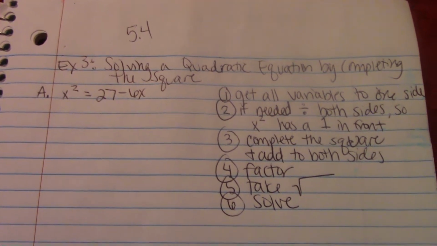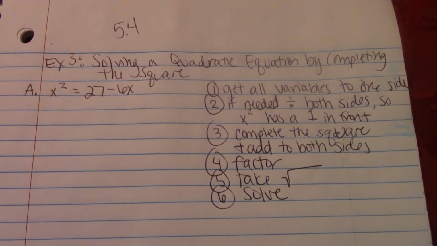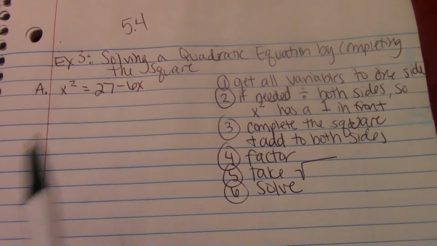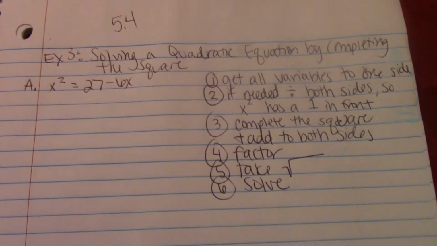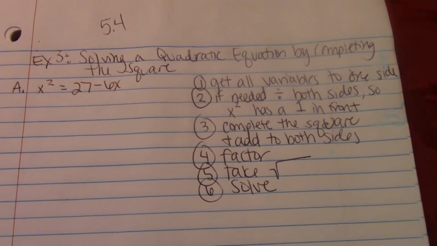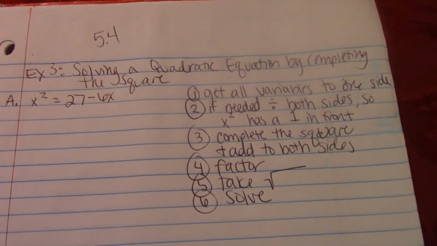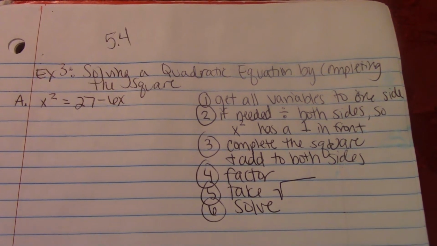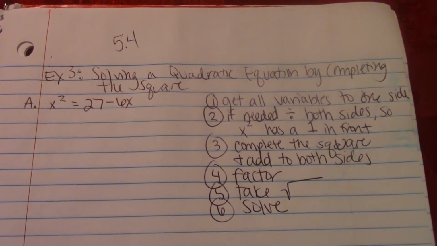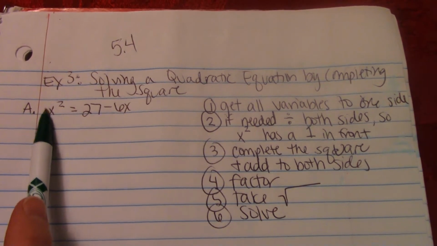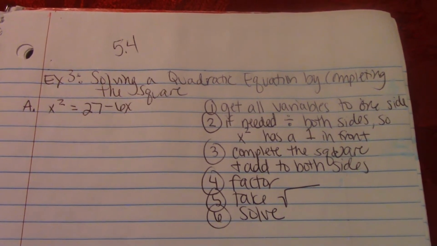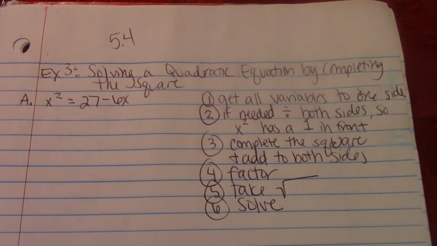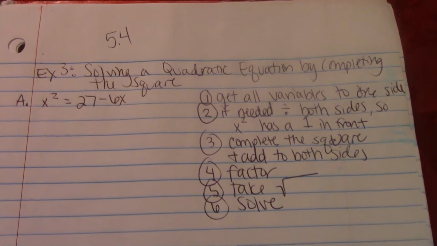Example 3, solving a quadratic function by completing the square. These cannot currently be factored, but we're going to complete the square so we can factor them. Here are our steps. Step 1, get all variables to one side and all the other numbers to the other. Step 2, if needed, divide both sides so that x squared has a 1 in front. So if this is not a 1, I need to divide by whatever number that is. Step 3 is complete the square and add to both sides. 4 is factor, 5 is take the square root, and 6 is to solve.